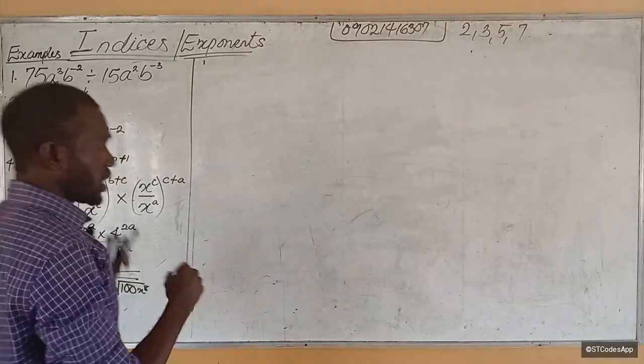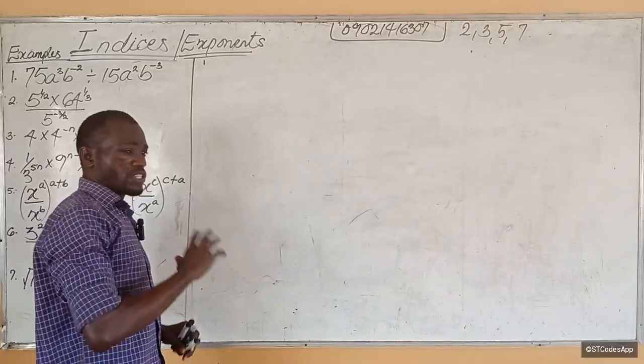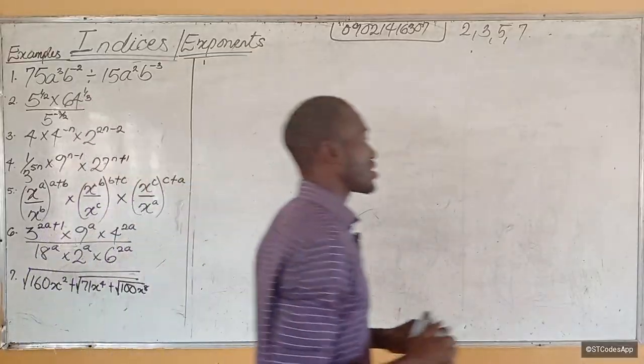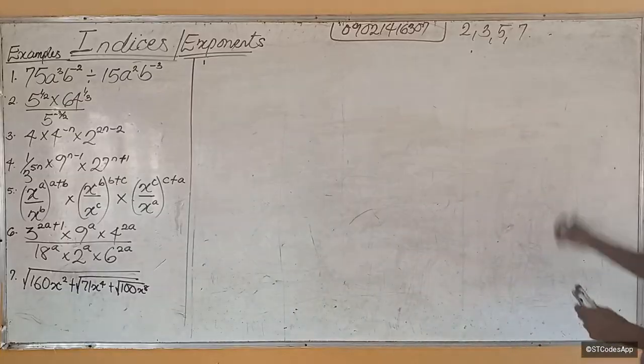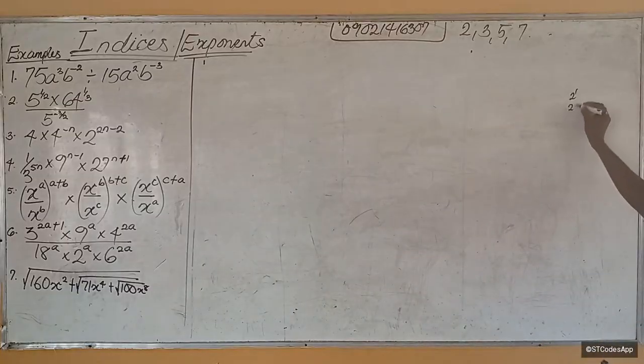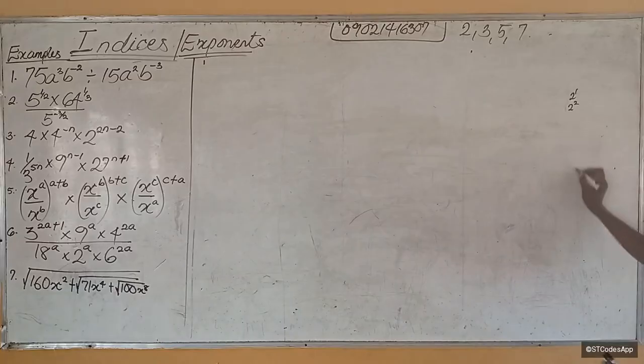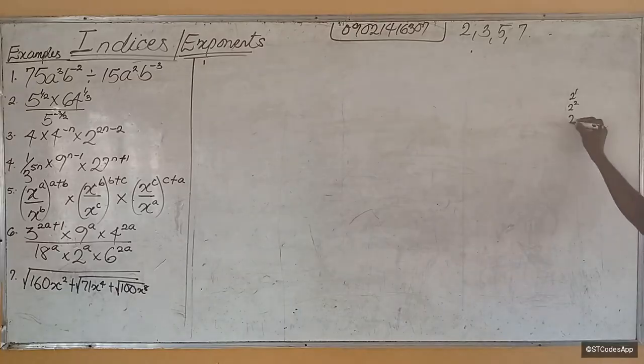Alright, now let's solve these questions. But in order to be able to solve this question, you must first know this series offhand: 2 raised to power 1, 2 raised to power 2, up to 2 raised to power 10. Is that clear?